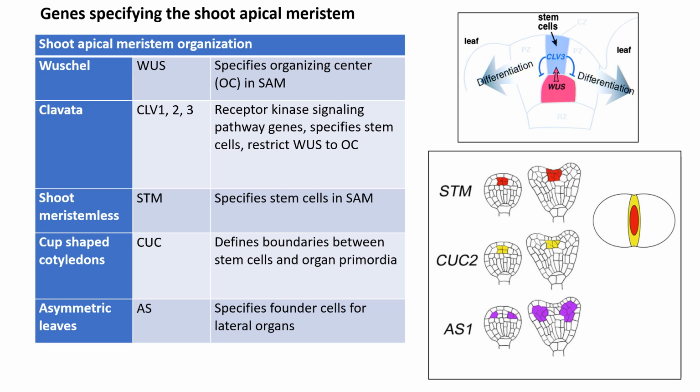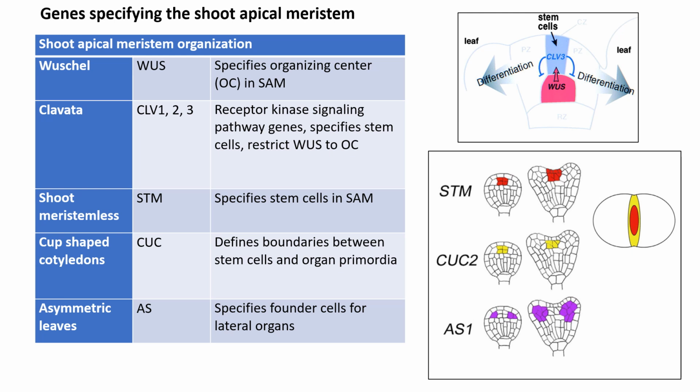So the domain in which the shoot meristem-less gene is expressed is in the region above the organizing center, in the region where the stem cells undergoing rapid divisions in the SAM are present. The cup-shaped cotyledon genes are also expressed in this region initially, but later as the embryo moves towards the heart-shaped stage, cup-shaped cotyledon genes define the boundary between the stem cells and the organ primordia.